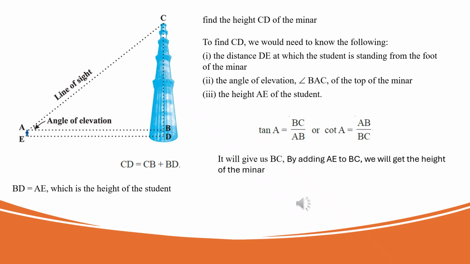Tangent A equals BC over AB, or cotangent A equals AB over BC. It will give us BC. By adding AE to BC, we will get the height of the minar.